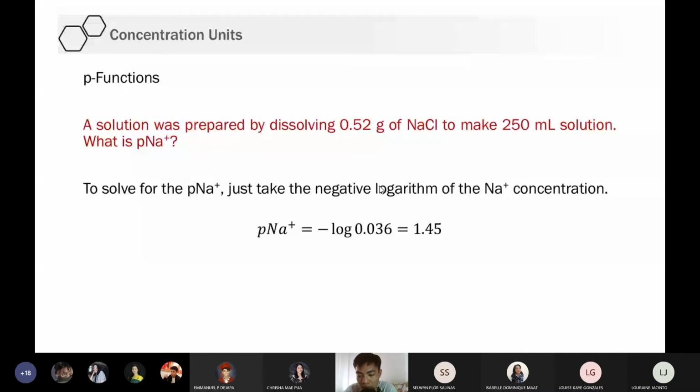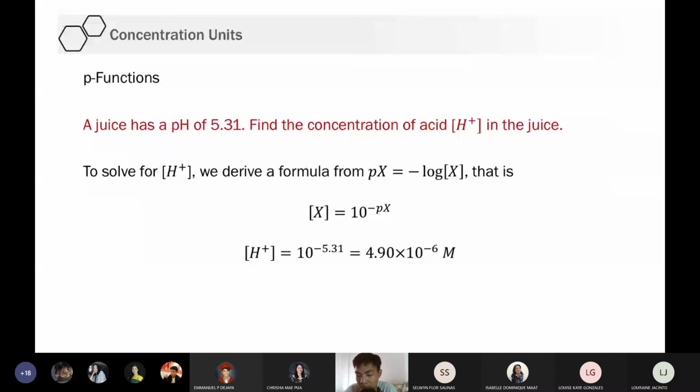Ito naman, next one. A juice has a pH of 5.31. Find the concentration of acid, H+, in the juice. Now, so we are given pH and then we are looking for the concentration of H+. Ano gagawin? E di yung second equation, di ba? Remember, from pH to concentration ng H, ano gagawin? Concentration ng H is equals to 10 raised to negative pH. Always remember this formula. X is equals to 10 raised to negative px.